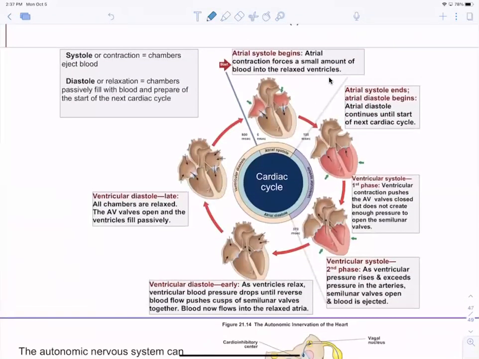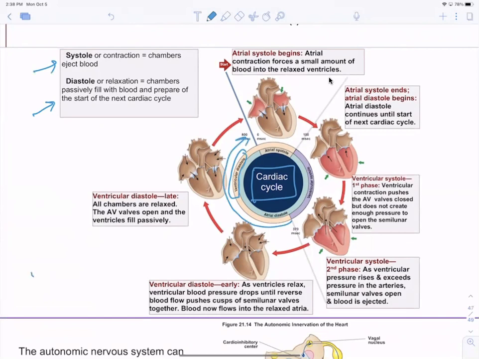So again, systole is contraction or ejection of blood. Diastole is relaxation, or when you're passively filling. And I would like you guys to read through this cardiac cycle, right? This is a full cardiac cycle. Now, you may notice ventricular diastole or rest is a very long period of time. It's half of the cardiac cycle.